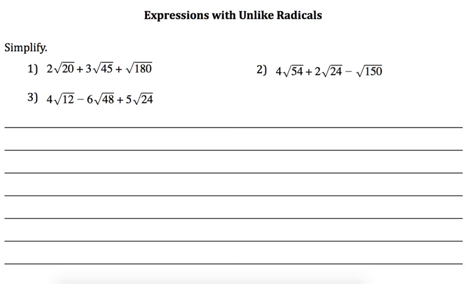Expressions with unlike radicals. These get a little bit more complicated because at the start of this problem where we're told to simplify, we have 2 times the square root of 20.